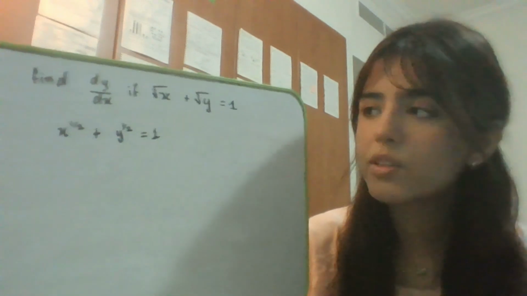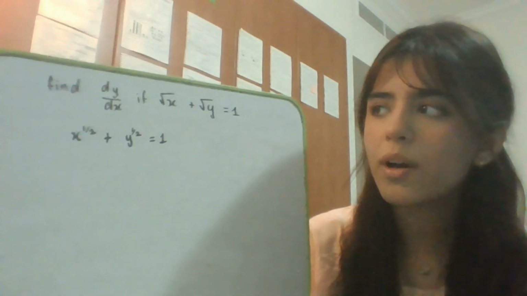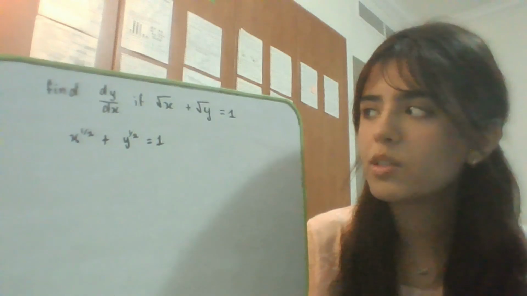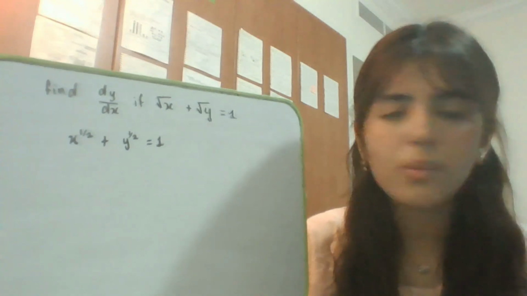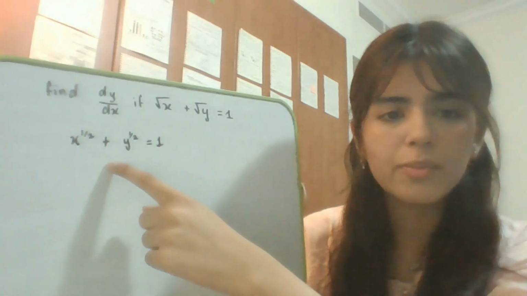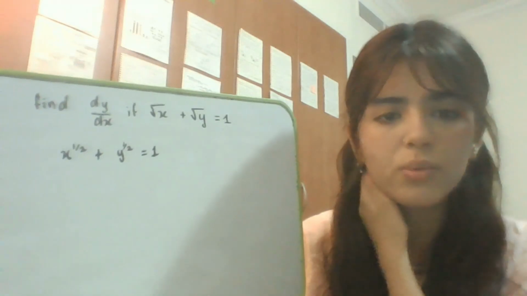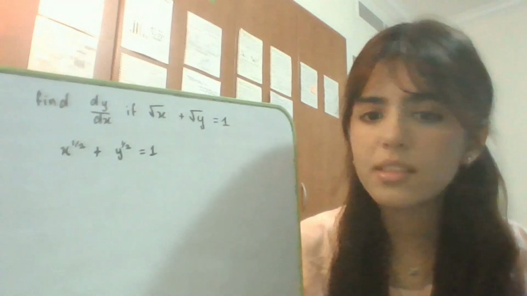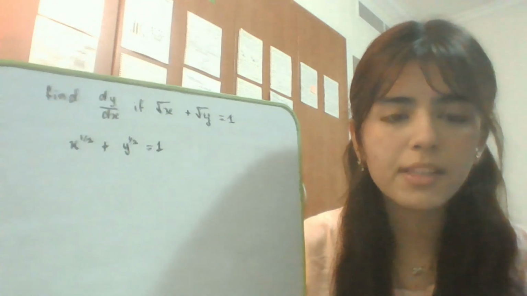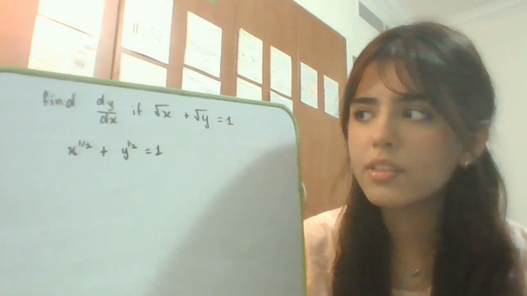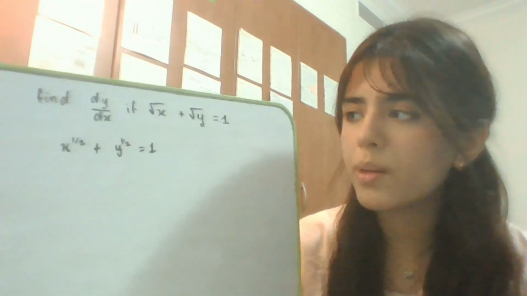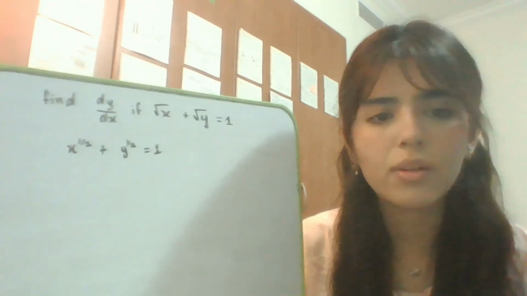Okay guys, so this question is asking, find dy by dx if root x plus root y equals 1. So I went ahead and simplified the equation in terms of powers. So I did x to the power of half plus y to the power of half equals 1. It's asking us to find dy by dx. Basically, it's asking us to find the derivative of this. And usually we would be able to just apply power rule and be done with the question.